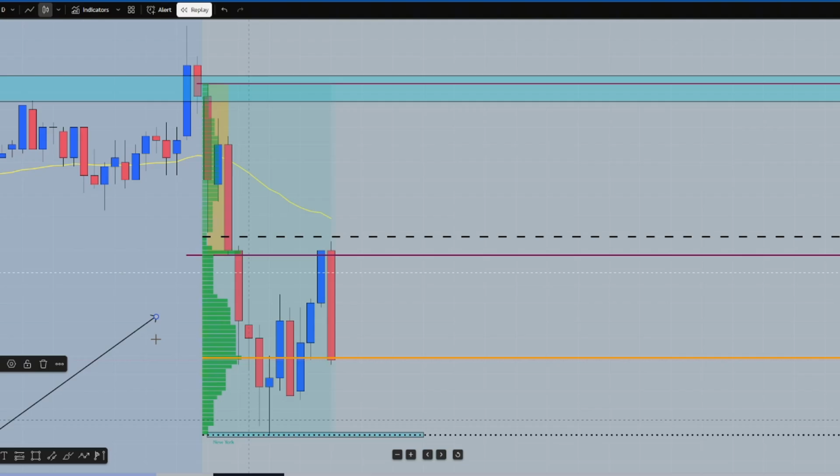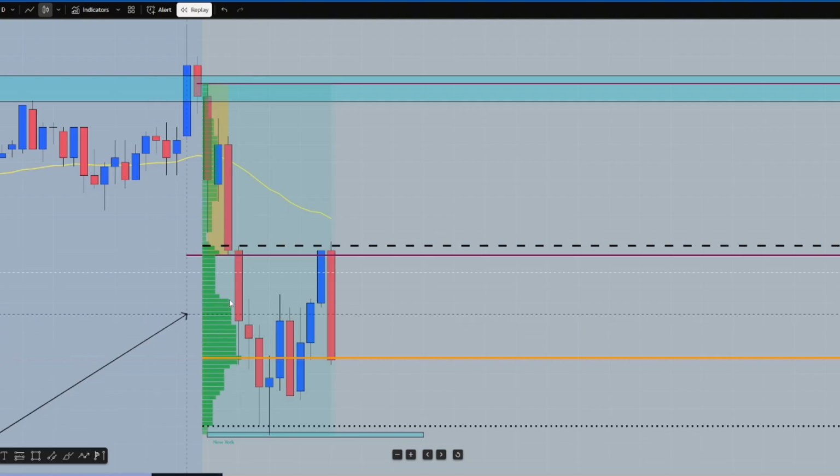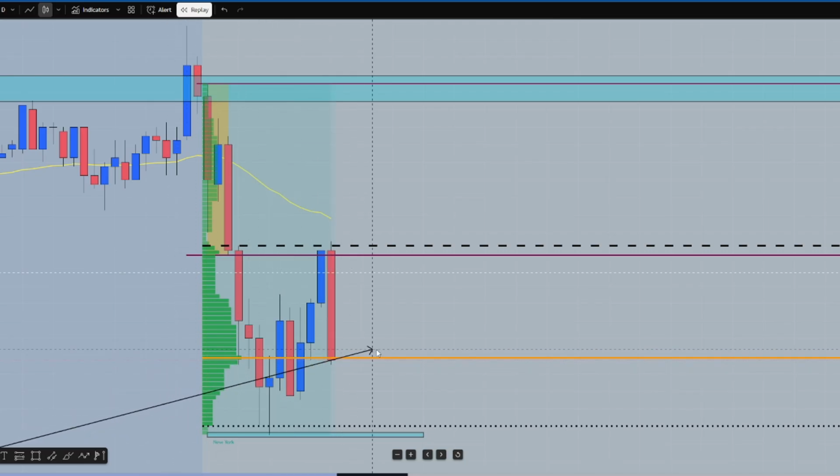So boom, what happened? It rejected price up here and it came back. But where did it come back to? It came back to test the point of control. It came back to test fair value. This is fair value right here. That's what's happening right here.